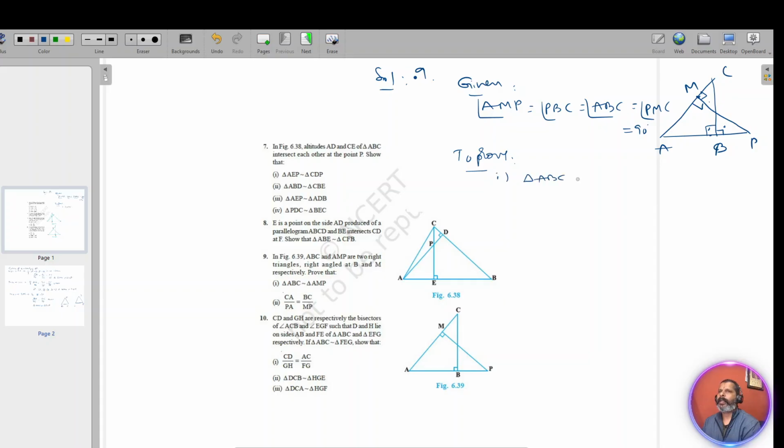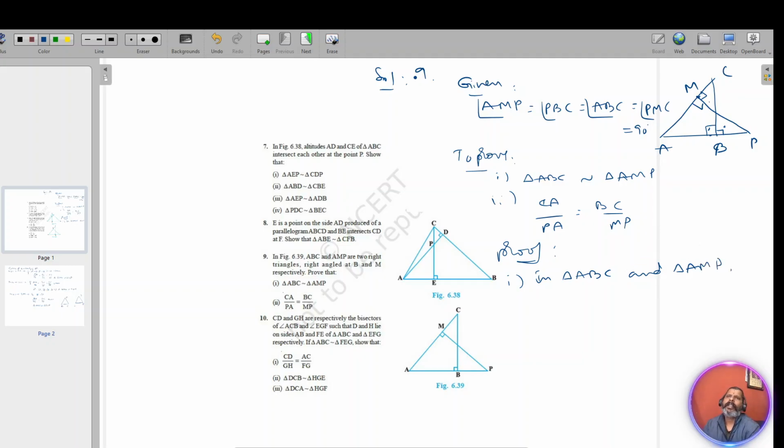Triangle ABC similar to triangle AMP, and second part CA by PA equal to BC by MP. Proof. First one, just pick in triangle ABC and triangle AMP. Check out ABC, ABC, AMP. We have common angle A. So we write that A equal to A, common angle.